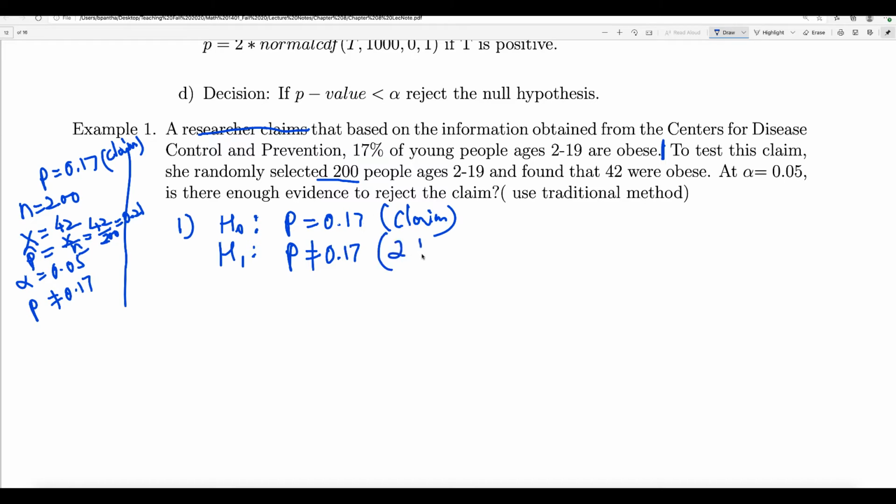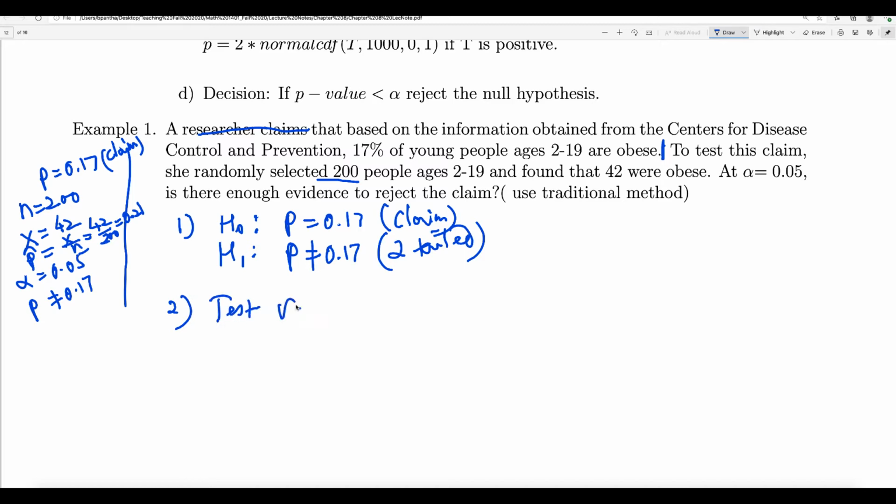So this is two-tailed. Meaning we will have to divide alpha into 2 halves, right? Because it is not equals to. If it was greater than, then it would be right tail. If it was less than, it would be left tail. But it says not equals to, because it didn't say less than or greater than. That's why it is not equals to. Okay. Number 2, we find out the test value.